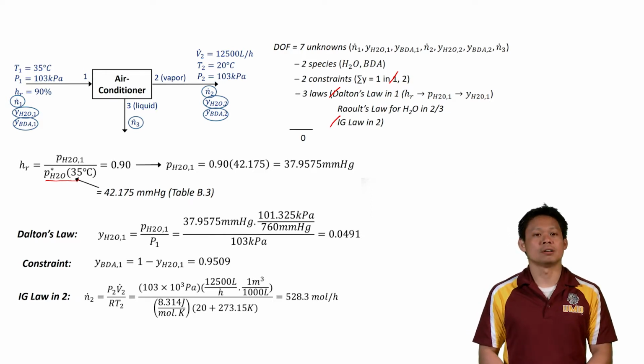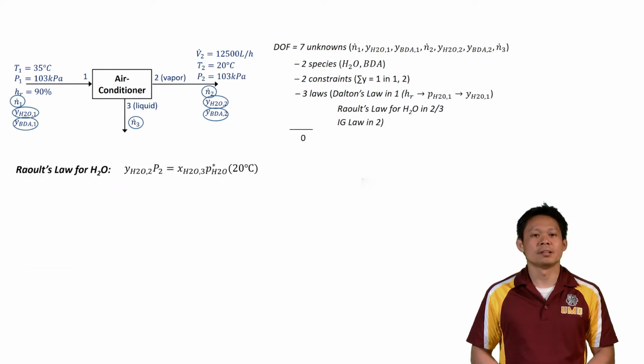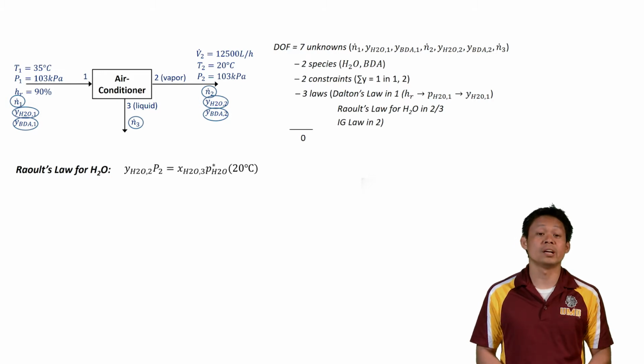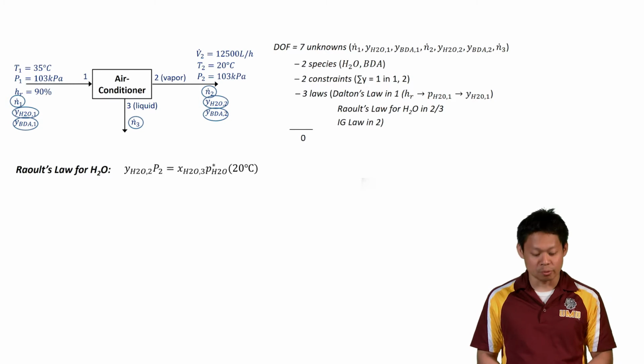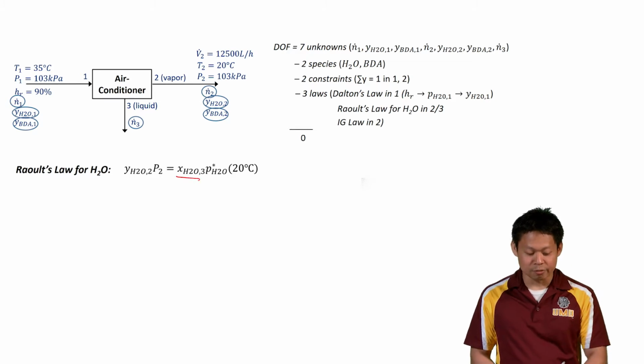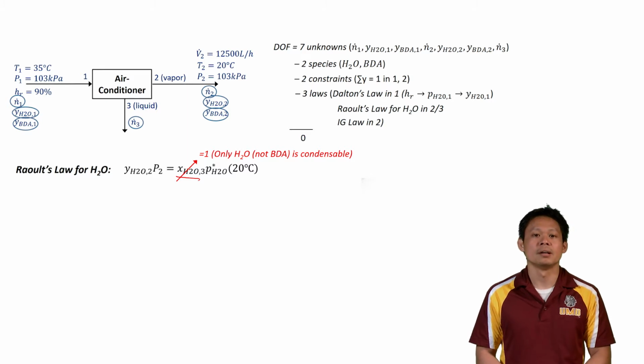Let's go on to our Raoult's law, which is our vapor-liquid equilibrium for our water in stream 2 and 3. So Raoult's law for water, that's Raoult's law stated down here. But what you'll notice in this case is we have only one single condensable component. Only our water is condensable. The bone-dry air under these conditions is not condensable, which means in the liquid phase, we only have water. So this mole fraction of water in stream 3 is essentially 1, because that stream is all water. Okay, so we simplified our Raoult's law.